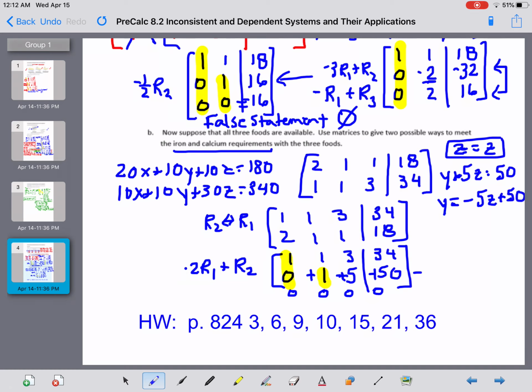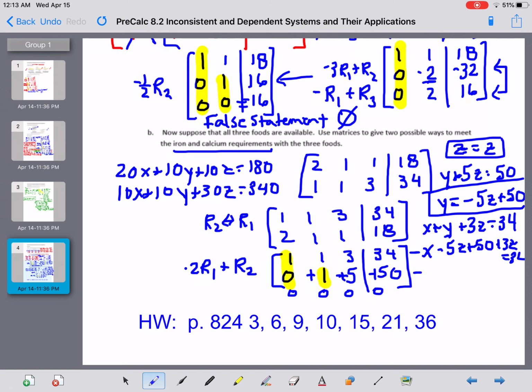And now to find my x using my top line, I have x plus y plus 3z equals 34. I'm going to replace my y with my value from above. So x plus negative 5z plus 50, that's my y up there, plus 3z equals my 34. All right, let's clean this up so I can get x by itself.